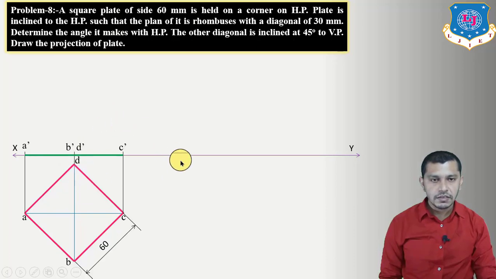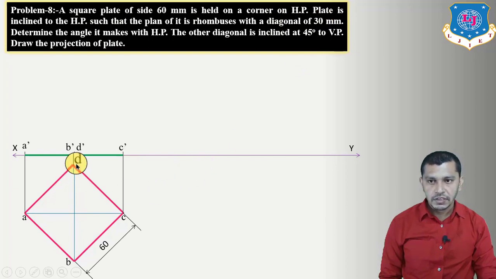Now in the second stage, as the plane is resting on the horizontal plane, we have to derive the condition with the horizontal plane. But right now here in this question, the angle of inclination of the plane with the horizontal plane is not given, but it is indirectly given that the plate is inclined to the horizontal plane such that the plan of it is a rhombus with a diagonal of 30 mm. So now we have to draw a plan which is a rhombus with one of the diagonals measuring 30 mm.